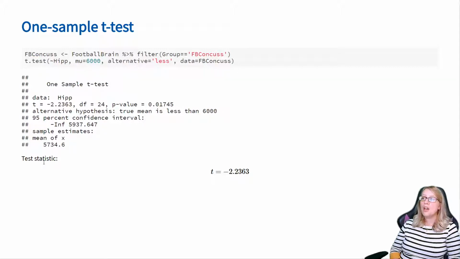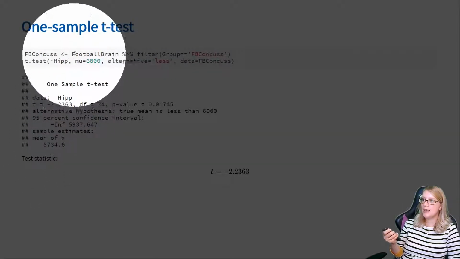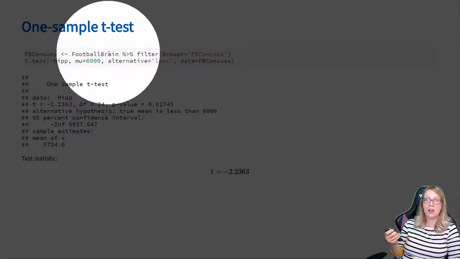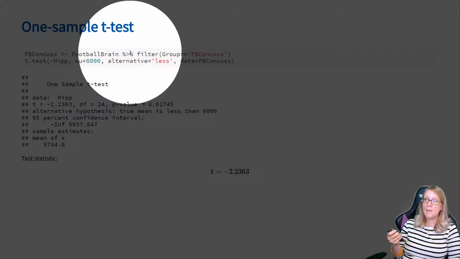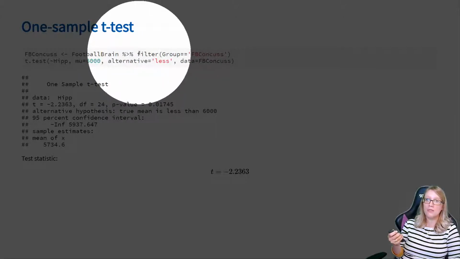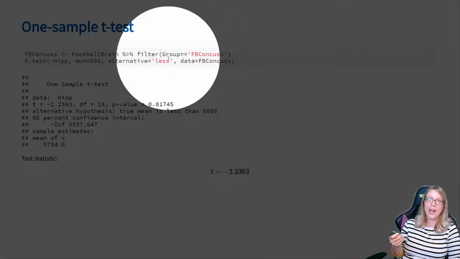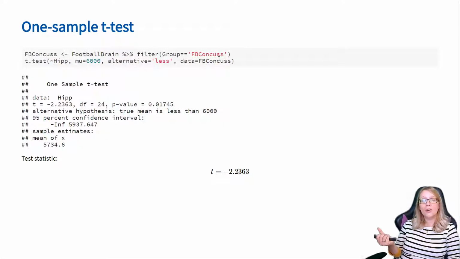We will use the function t.test in order to do this test for us. I want to walk through what this code is doing before we look at the output. The first thing that I've done is create a new data set in R called FB concuss. In this first line, I'm taking the original data set called football brain, which had all three groups, and using the pipe operation to pass that into a function called filter. I'm keeping only the groups that are exactly equal to football concussion, FB concuss. So now I have a smaller data set that just has football players with a concussion.